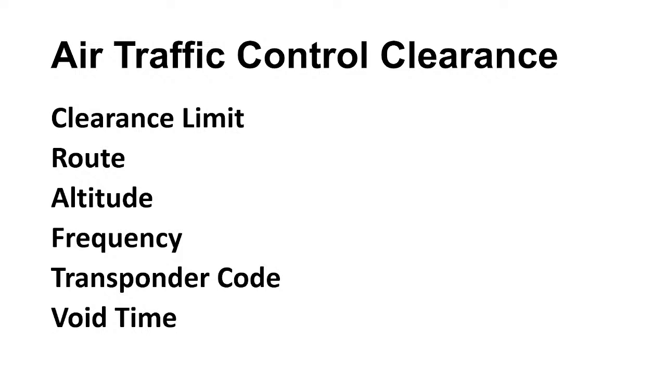Sometimes you'll get a partial clearance, and they'll tell you to expect further clearance at a certain time. It is very, very important that you write down that time, because if you lose comms, when you get to that clearance limit, you will hold until that expect further clearance time, and then you continue from that point along what your filed route of flight was going to be. Does that make sense? And we'll talk about lost comms again at another time. All right.